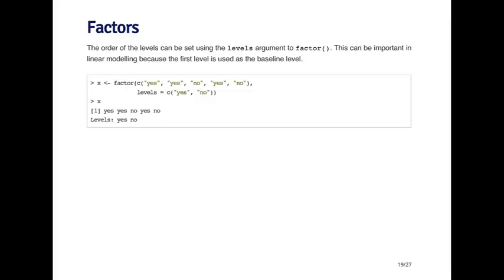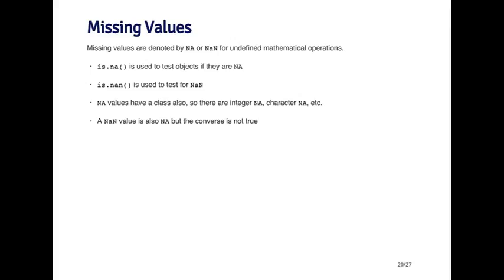You might want, for example, yes to be the baseline level and no to be the second level. And then in that case, you have to explicitly tell R that yes is going to be the first level. And you can do that using the levels argument to the factor function. So now when I print out the x object, you see that the elements are still the same. It's still yes, yes, no, but the levels attribute is reversed because yes is the first level and no is the second level.